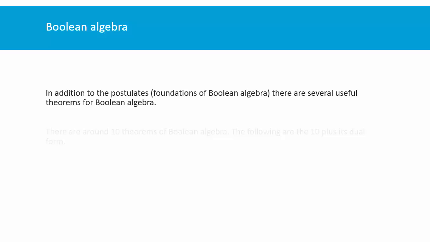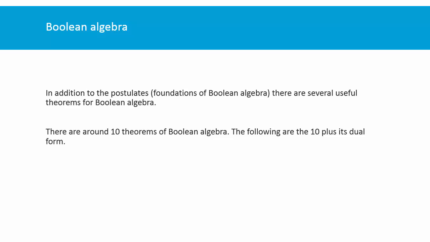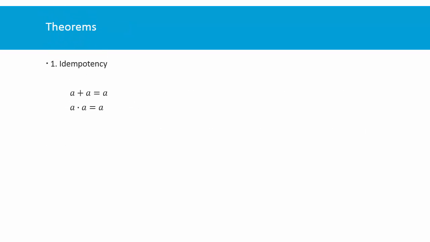Think of theorems as shortcuts that help you minimize the expression even further. So there are around 10 theorems, because the theorems are not rules. So we're going to see 10 theorems of Boolean algebra. The first theorem is very simple. It's called idempotency. In regular algebra, you could have something like a to the power of 4. However, in Boolean algebra, this is not true. This expression is equal to just one a. It doesn't matter how many times you have the variable a, it's always going to be a.